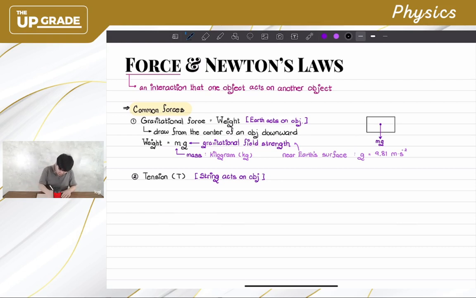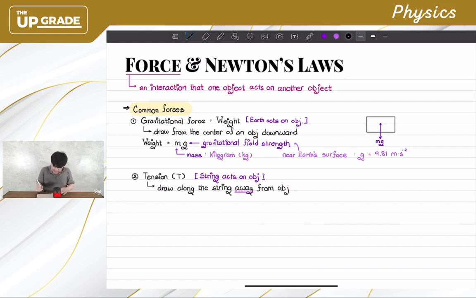So to draw a tension, you always draw the tension along the string. Away from object. Okay, always away from object.